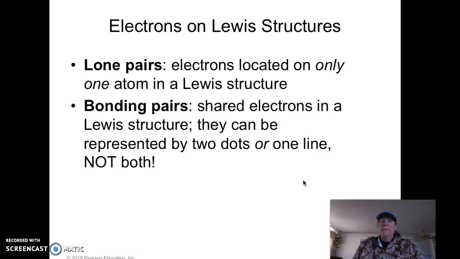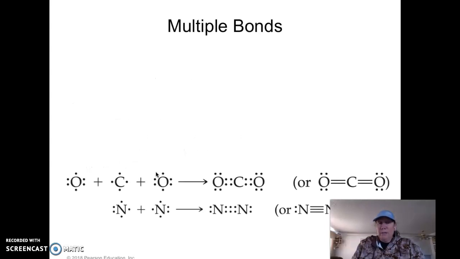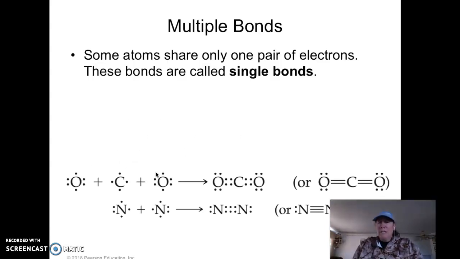Okay, in here a bond can be represented by 2 dots or 1 line, but you can't do both. I always do dots. It's easier for me, but again, if you have a line, that represents 2 dots. So you do one or the other. And again, I'm just all about the dots. You can do whichever you prefer. Okay? Sometimes in order to get enough electrons, it has to share more than 2. Sometimes it has to share 4, 2 from each, or even 6.